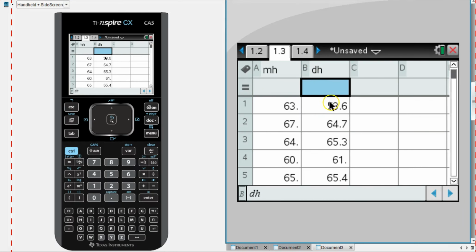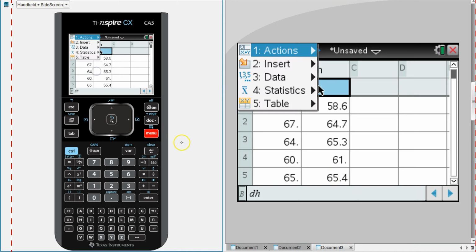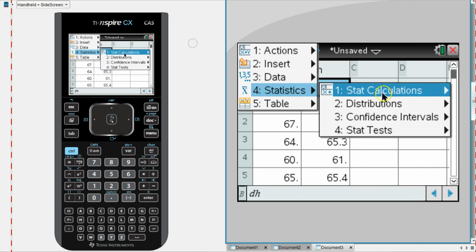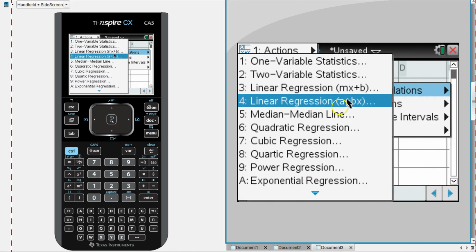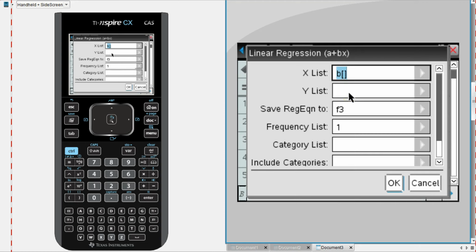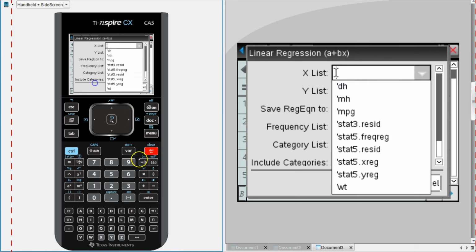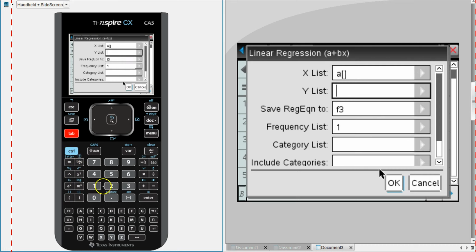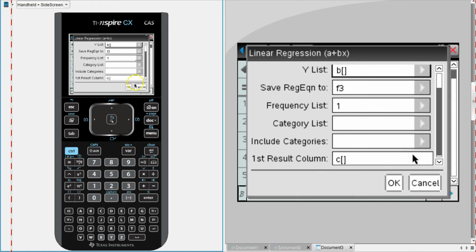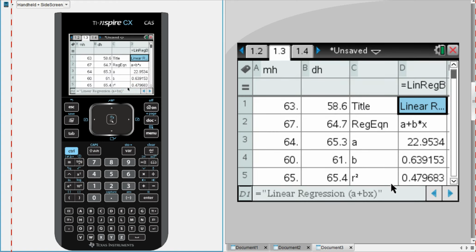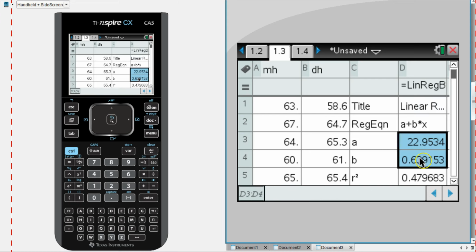So mother's height, daughter's height, typed in, hopefully correctly. How do I get the least squared regression line? I can run a test. I don't recommend it. I would just do calculations, linear regression, a plus bx. X list was in A. How about A bracket? Y list was in B bracket. Put the results in C. Here's our regression equation. 22.95, 0.63.